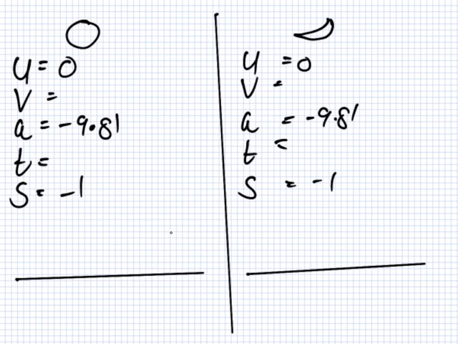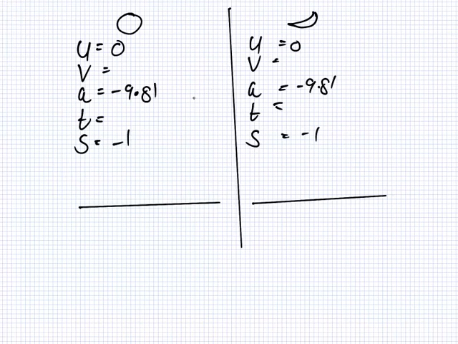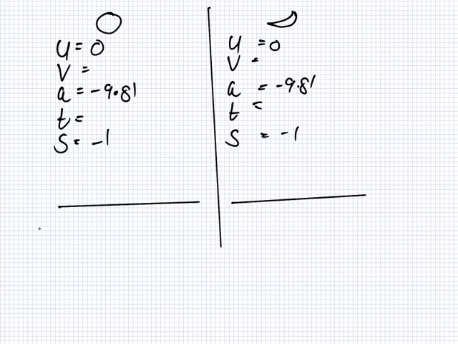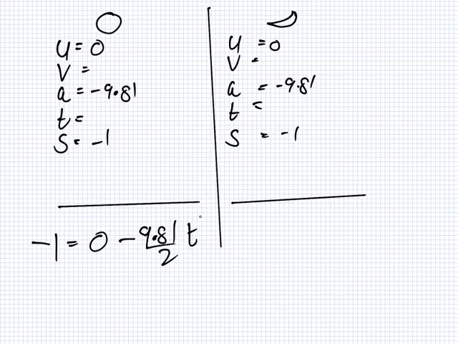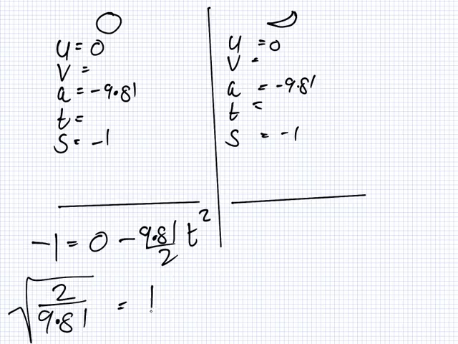So in the first case, let's calculate the time. What formula could I use? V equals U plus AT. Oh no, wait, we don't know the V, so I can't use that one. S equals UT plus a half AT squared. So that's the square root of 2 over 9.81. That's the T.